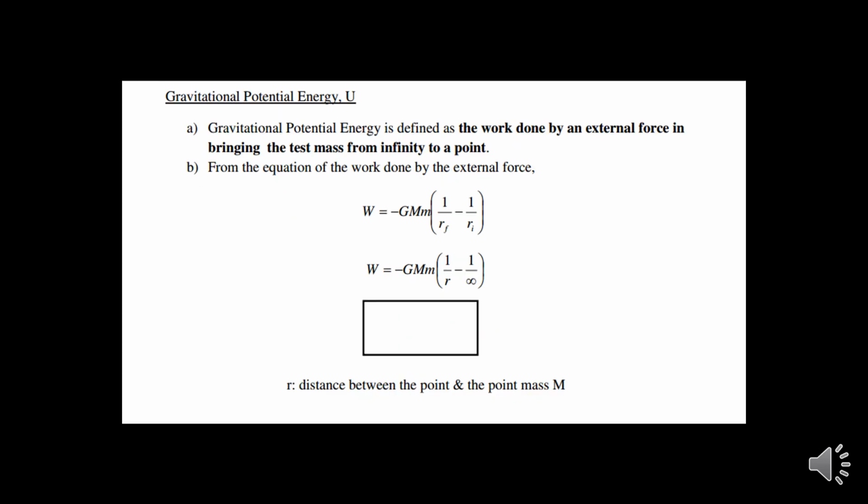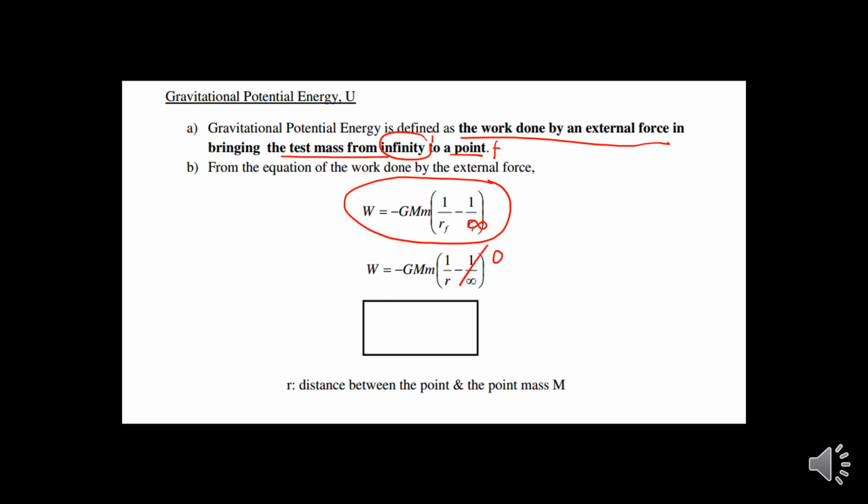Alright, next is gravitational potential energy. Gravitational potential energy is defined as the work done by external force in bringing a test mass from infinity to a point. From infinity means the initial position, and to a point is the final position. Based on the integration before, the derivation of the formula by the agent, we can rewrite this formula. Now the work done by the external force is from infinity to a point, so R initial becomes infinity, and 1 over infinity will be 0.